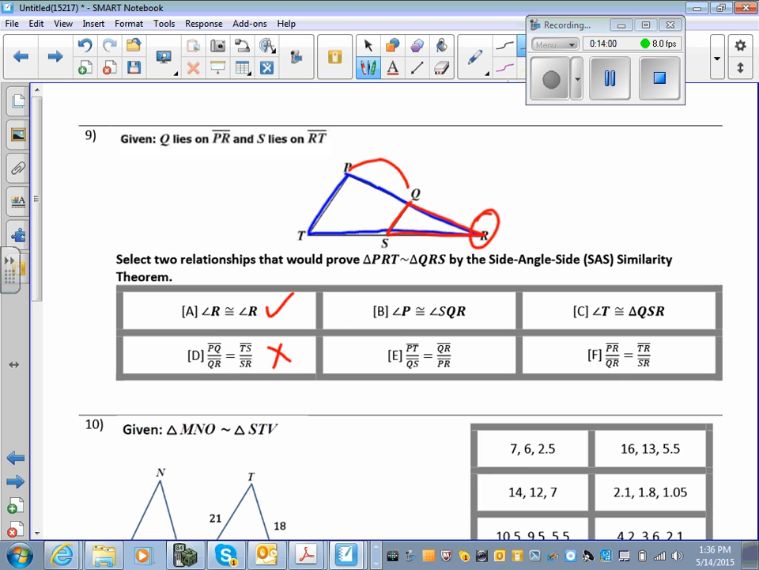Okay, let's try F. F is PR over QR. That is proportional. Over TR, which is the whole thing, over SR. So you can pick this. We can't pick this one because in side angle side, the two sides that we're picking need to include the R. And this one does not include the R, so you have to pick F and A as your answer. Any questions? All right, number 10.